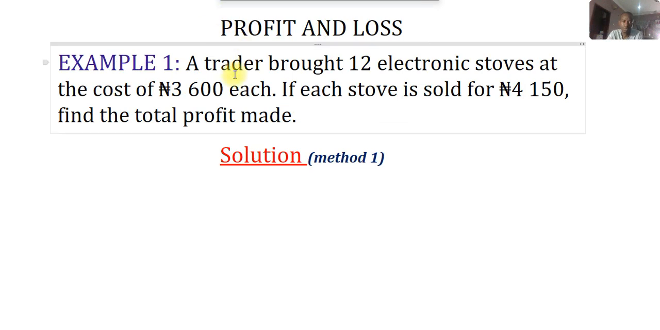So let's consider an example to illustrate what we have actually been saying. Here in this example 1, I'm going to use two methods. A trader bought 12 electric stoves at the cost of 3,600 naira each. That is, one stove costs 3,600 naira. If each stove is sold at 4,150 naira, find the total profit made.